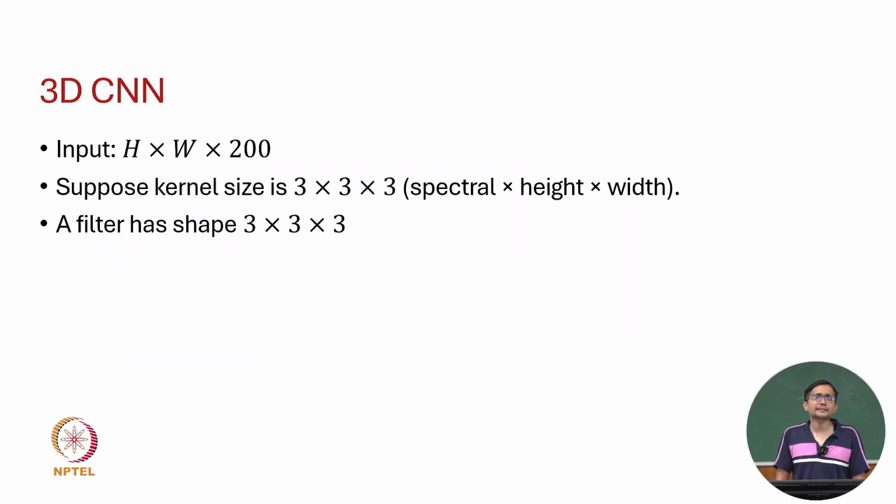So think of this again: if we had an input of H cross W cross 200, and then we have some kind of kernel like 3 cross 3 cross 3. So it's not just 3 cross 3, it's 3 cross 3 cross 3. So it's the height, width, and also the spectral dimension. These all are taken into account.